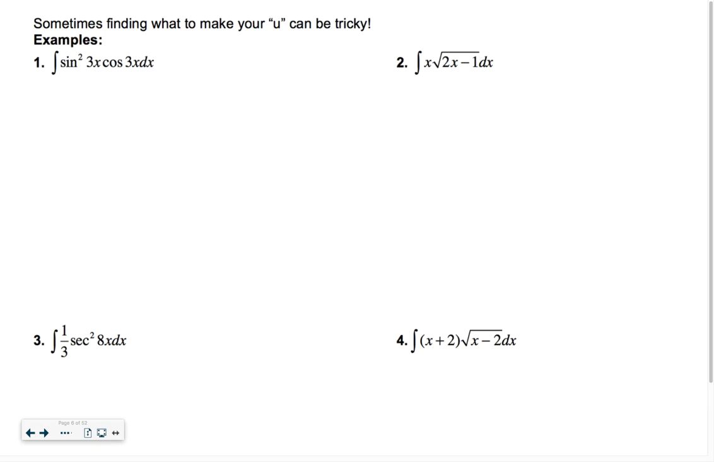All right, so sometimes finding what to make your u can be tricky. So a lot of people think that u should be 3x in this example. But if you let u be 3x, you still have a sine squared u, cosine of u that you're trying to integrate. So that's a little bit weird, right? So what should we let u be in this example?